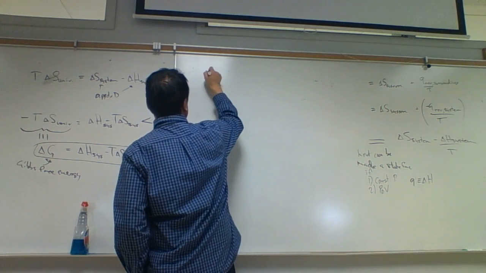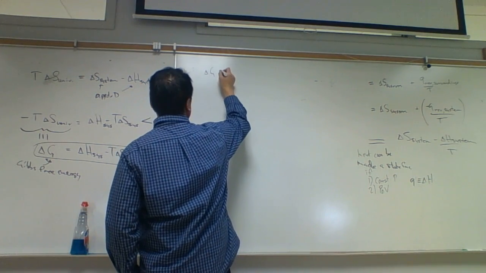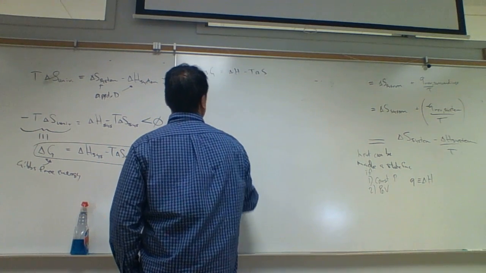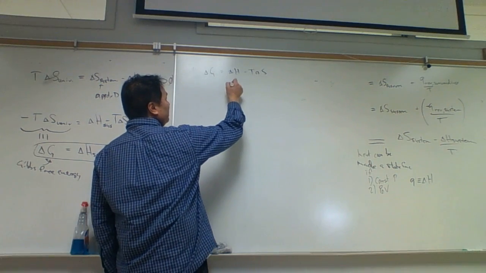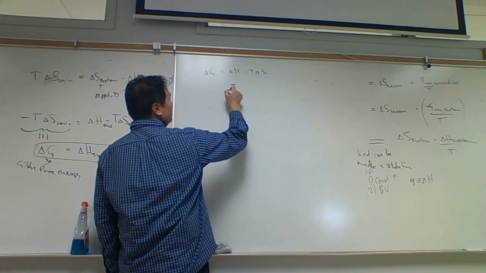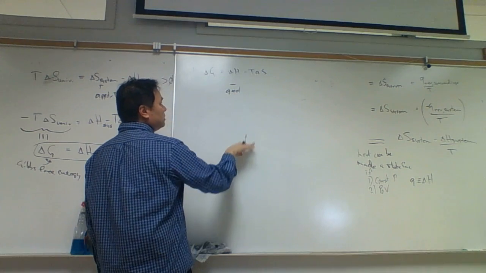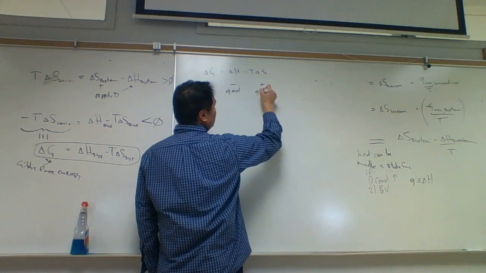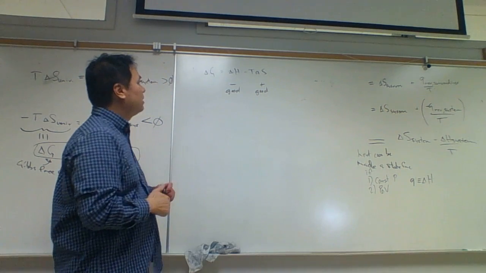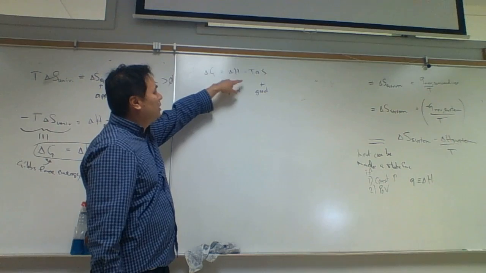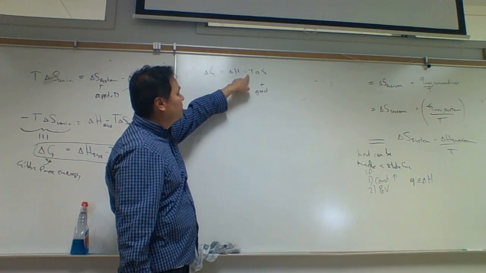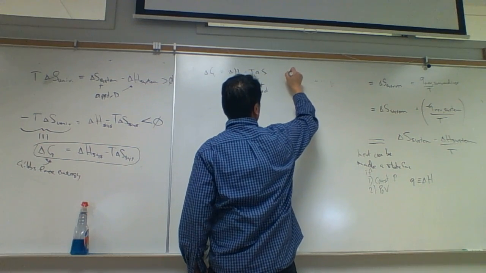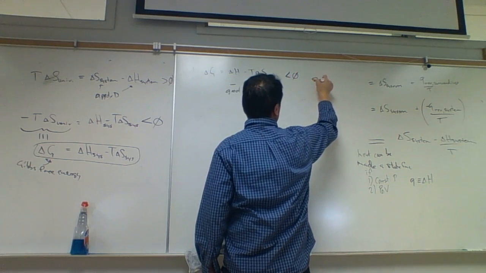And so let's take a look at the different scenarios that we're going to have. Delta G is equal to delta H minus T delta S. So if delta H is negative, that's good because the energy is going down. It's minimizing energy. Now if delta S is positive, that's good because the entropy is going up. And so if delta H is negative and delta S is positive, a positive times a negative is a negative, this whole thing is going to be a negative. And so this whole thing is going to be less than 0. And if it's less than 0, we say it's spontaneous.